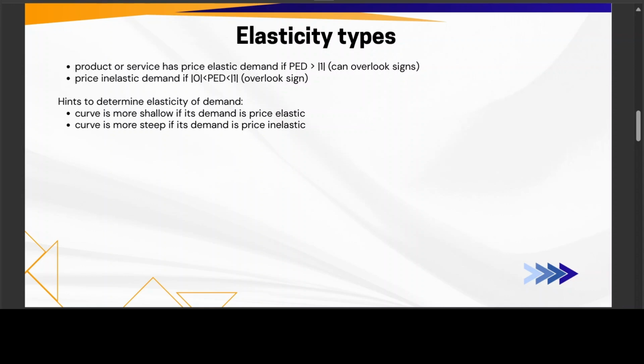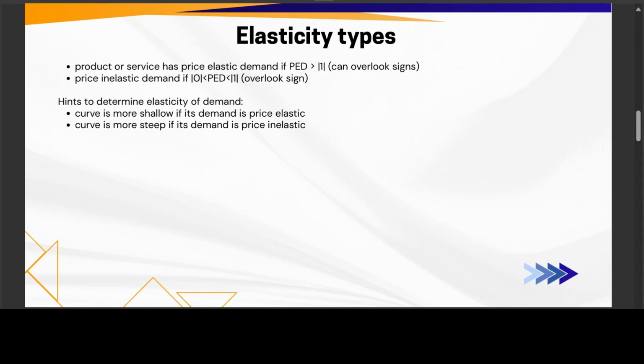And price inelastic demand occurs if PED is smaller than 1 and bigger than 0. Keep that in mind. It should be bigger than 0, again excluding the sign. Bigger than 0 and smaller than 1. Only in this case can it be inelastic demand. That means quantity demanded does not change a lot even when price changes. So it can be said like this: quantity demanded is not very responsive to the price changes.